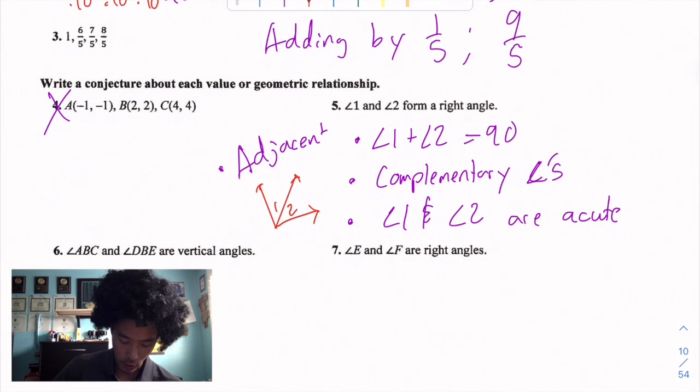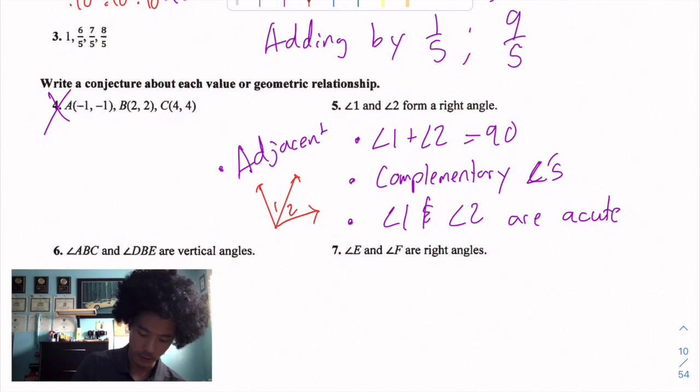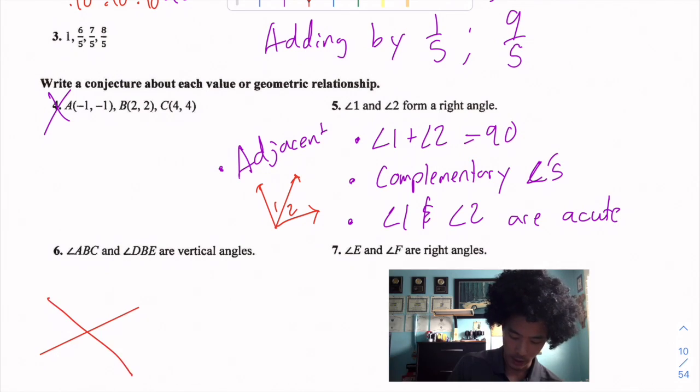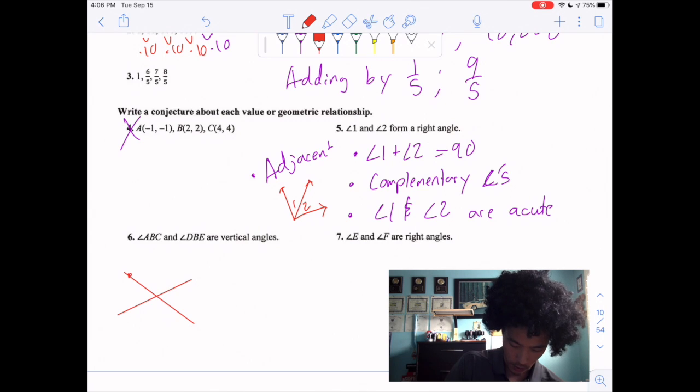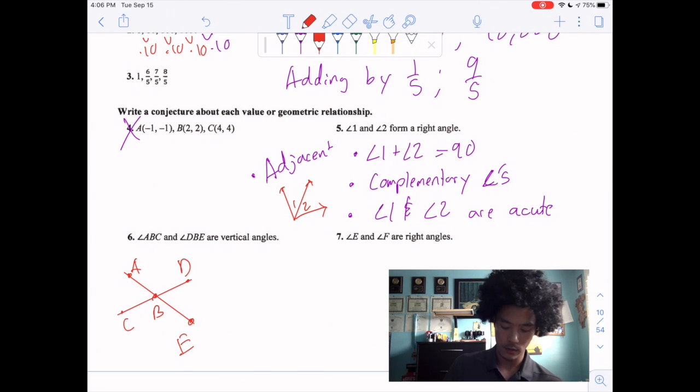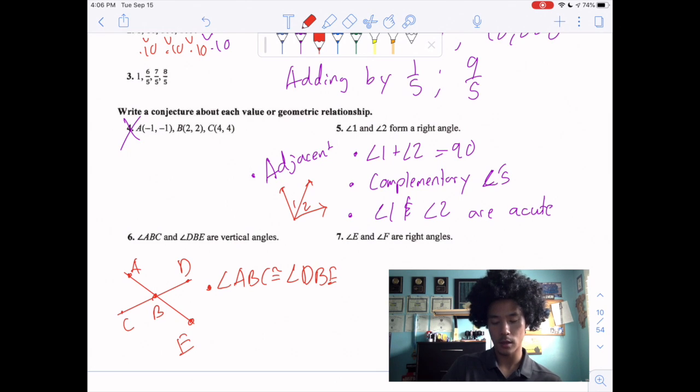Alright, let's look at number 6. Angle ABC and angle DBE are vertical angles. Let's have a visual of that real quick. When in doubt, draw it out. Let's go ABC. Boom. DBE. So they're vertical angles, which means what? That means the angles are congruent, right? Boom, that's a good conjecture right there. They are congruent. Another thing could be they share the same vertex. They share B as their vertex.